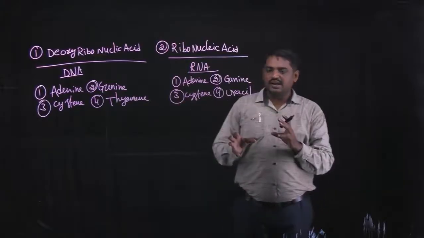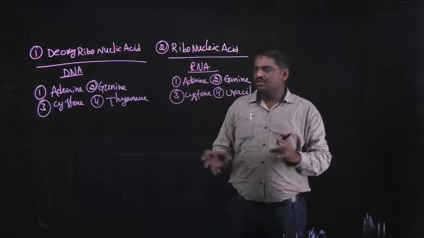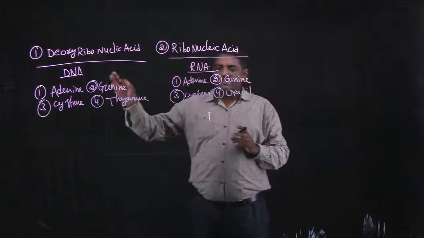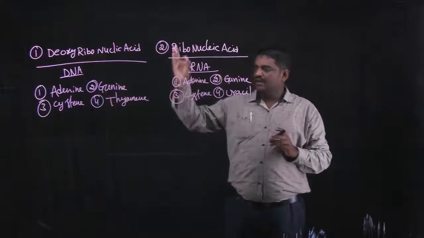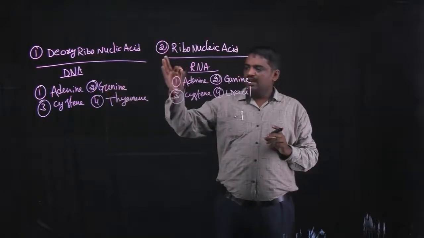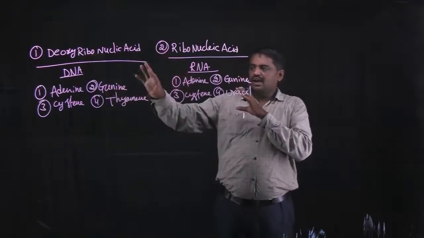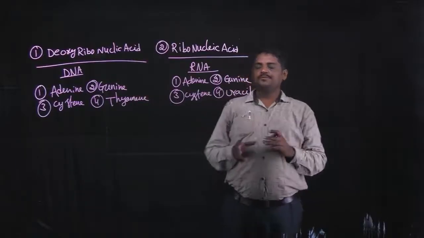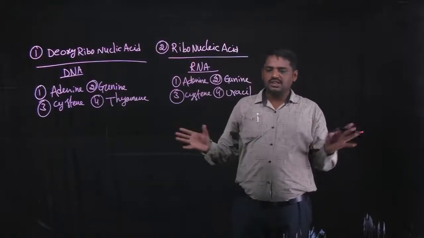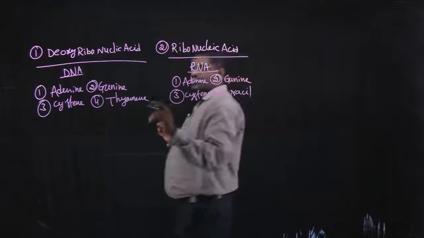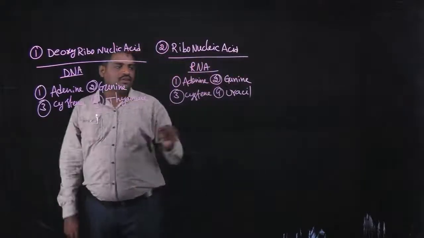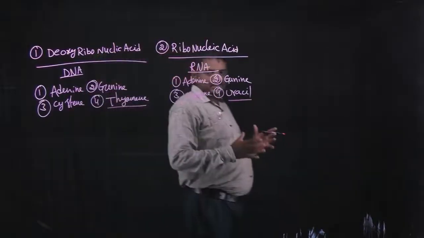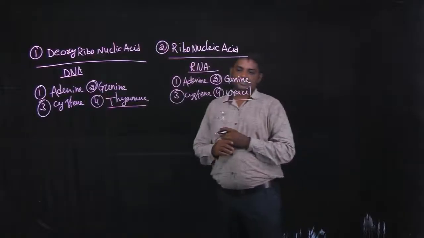DNA and RNA are both nucleic acids. Three bases are common: the first is adenine, the second is guanine, and the third is cytosine. The fourth base in DNA is thymine, and in ribonucleic acid the fourth base is uracil. That is the only difference. So DNA contains thymine and RNA contains uracil. These are the different bases in these two nucleic acids.